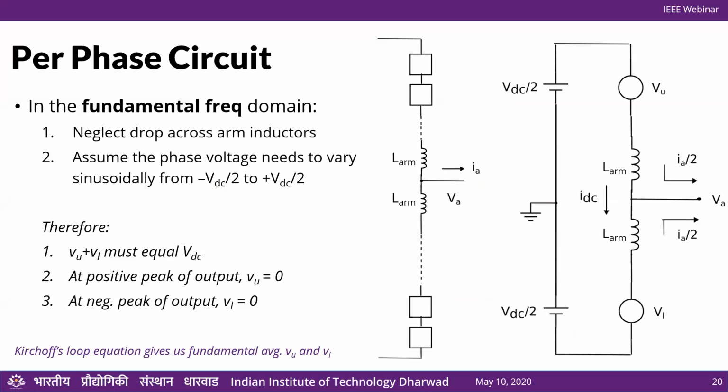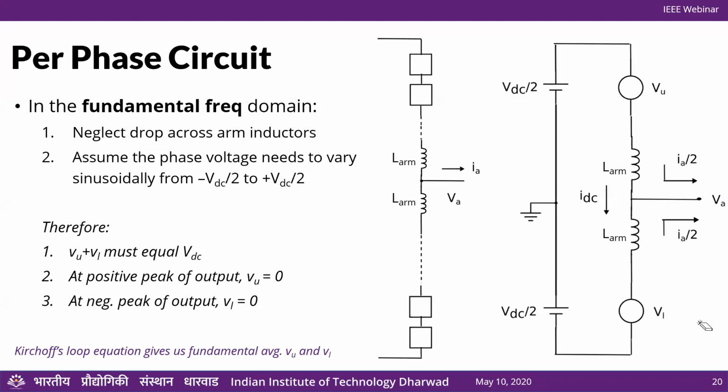So in the fundamental domain, we make an assumption that this voltage needs to vary from minus VDC by 2 to plus VDC by 2 sinusoidally, which is very standard for any inverter with a VDC by 2, VDC by 2 split DC bus. So if we want to do that, we know what this voltage here should be. So I know this should be a sinusoid that looks like this, and the magnitude is say plus VDC by 2 positive peak to minus VDC by 2. Then what should VU and VL look like? That's the question that we need to answer.